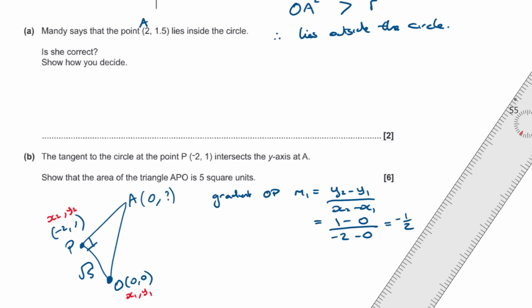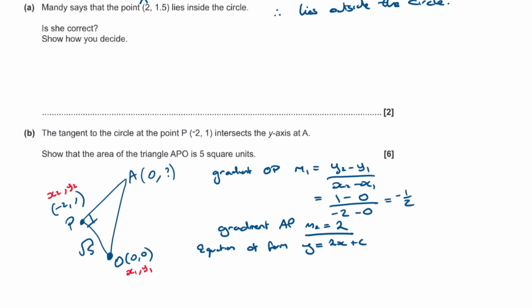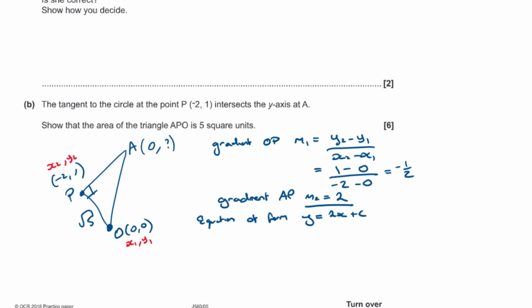Okay, so then the gradient of AP is going to be negative reciprocal of that then, isn't it? So you flip it over and you change the sign, so it's going to have a gradient of 2. Okay, so we know the gradient of this line AP, and we know a point that it goes through, minus 2, 1. So equation of the form y equals 2x plus some unknown value c, which we're going to find. So we know it's the form y equals 2x plus c because we know the gradient is 2.